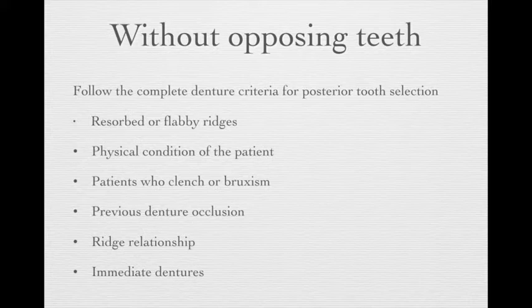However, if we don't have an opposing tooth, then we might want to follow the complete denture criteria for posterior teeth selection. It may depend on the ridge form or the patient's oral habits. For example, if a patient has a resorptive or flappy ridge, you may want to select a flatter tooth to decrease the force to the ridge. Sometimes when patients have previous dentures, you might also want to follow that to create a similar occlusal scheme so they can get used to it immediately.